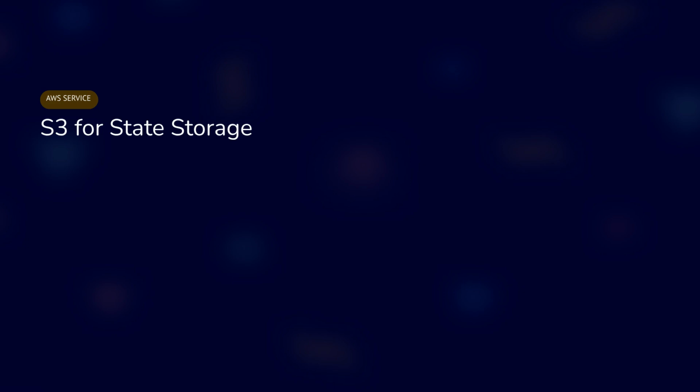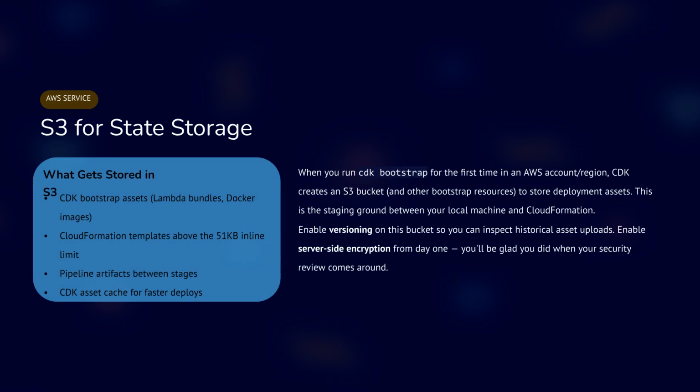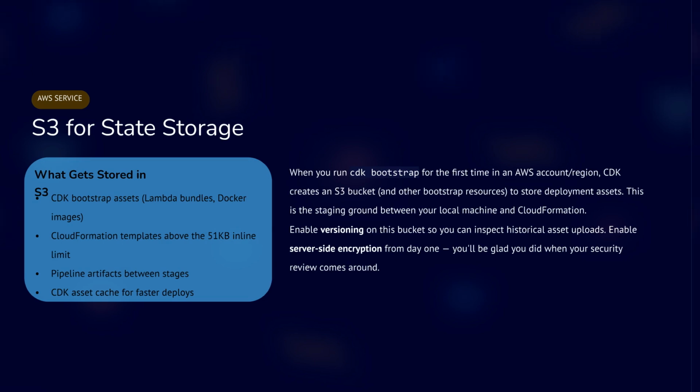Amazon S3 is crucial for state storage. It holds CDK bootstrap assets, large CloudFormation templates, pipeline artifacts, and the CDK asset cache. Always enable versioning and server-side encryption on your S3 buckets from day one for security and audit readiness.